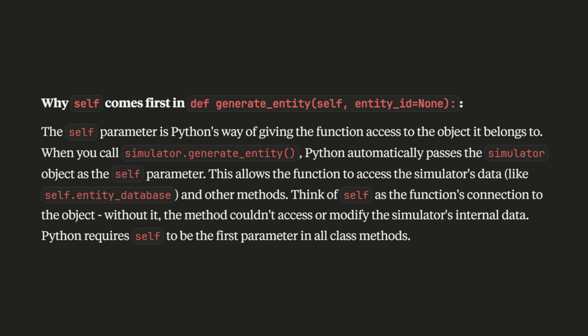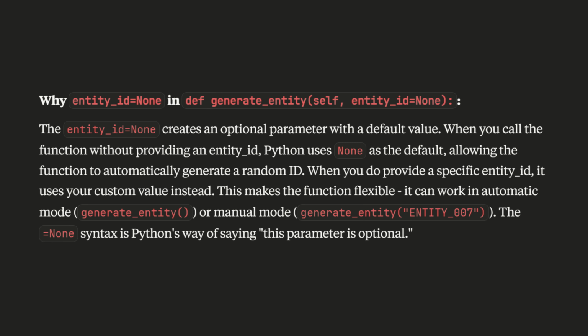Second, we have entity_id equals None. This is what's called an optional parameter with a default value. The equals None part makes this parameter optional. If someone calls this function without providing an entity ID, Python will automatically use None as the default value. This design makes our function flexible.